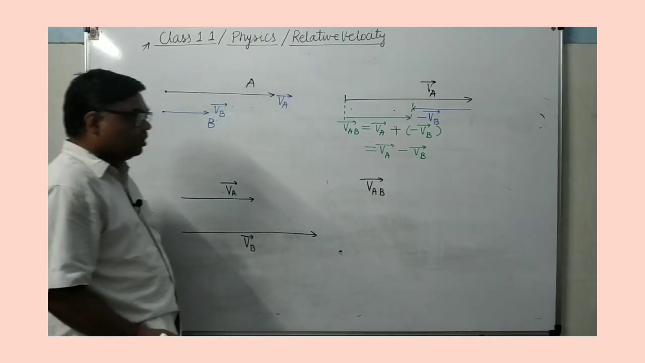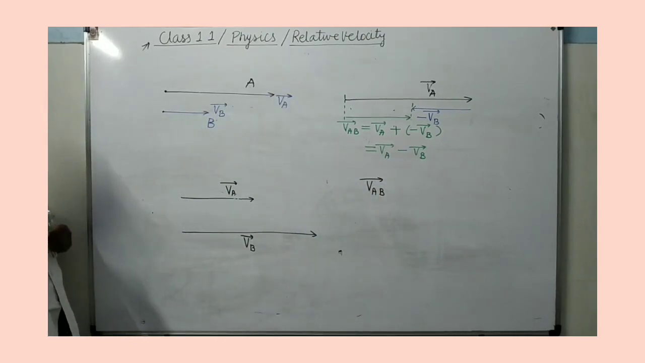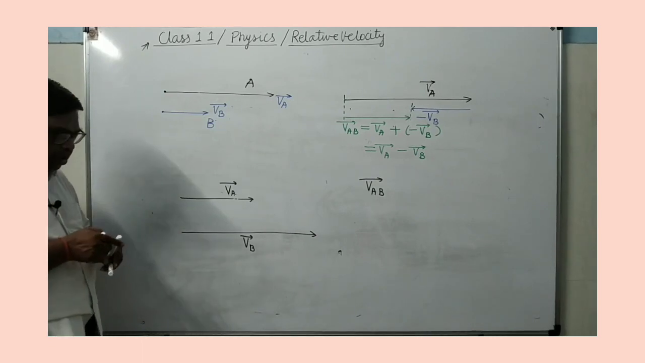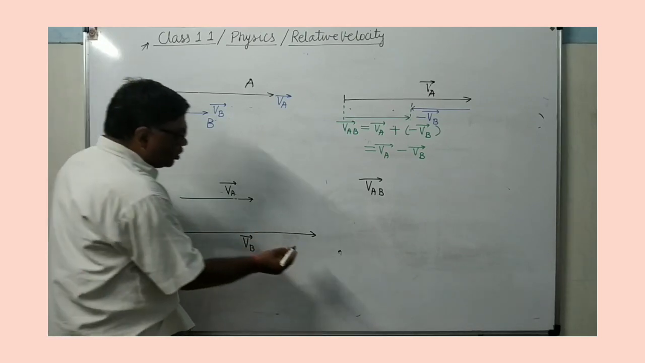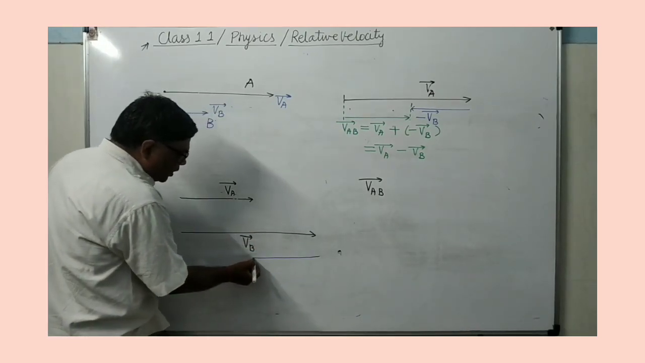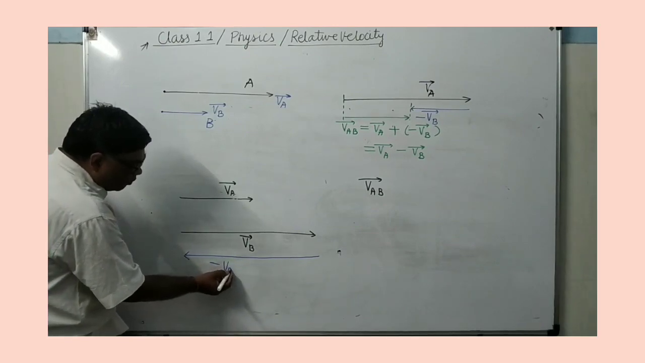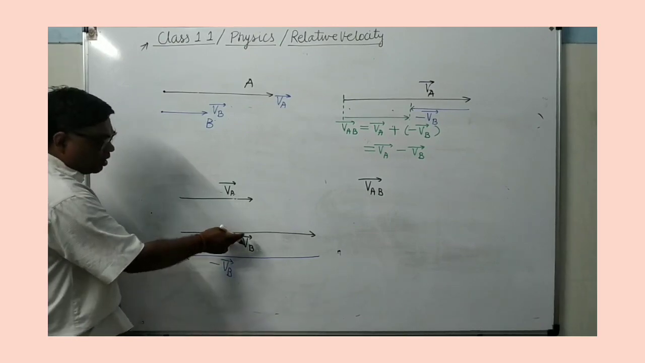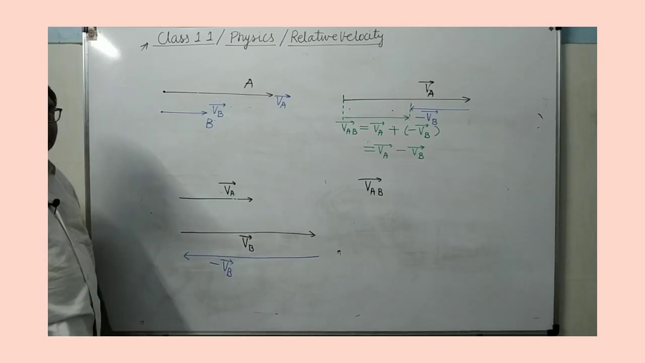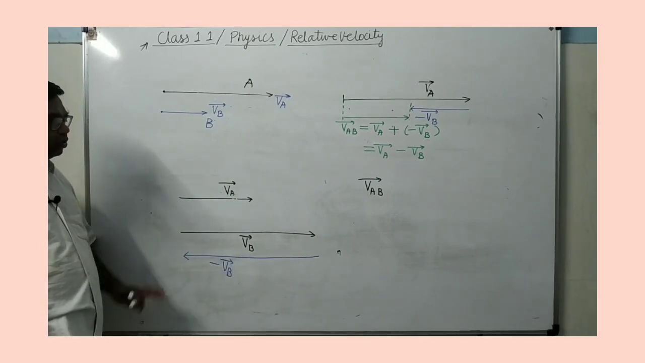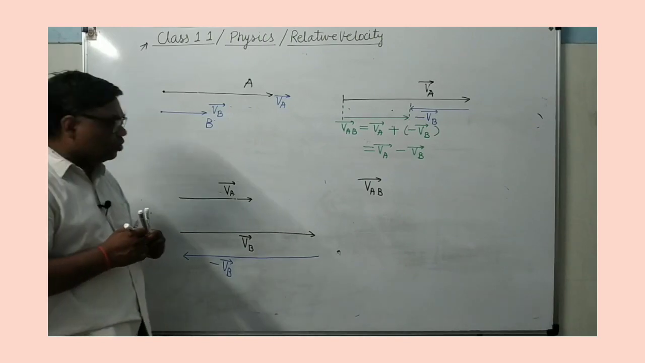How will you find? So first you make the velocity of B 0 because you are finding the relative velocity of A with respect to B. So with respect to B, you have to make the velocity of B 0. How will you make the velocity of B 0? By adding negative vector VB here. When you add negative vector VB here, this plus this vector will be equal to 0 vector. So you will add here also. Now this I am showing here.